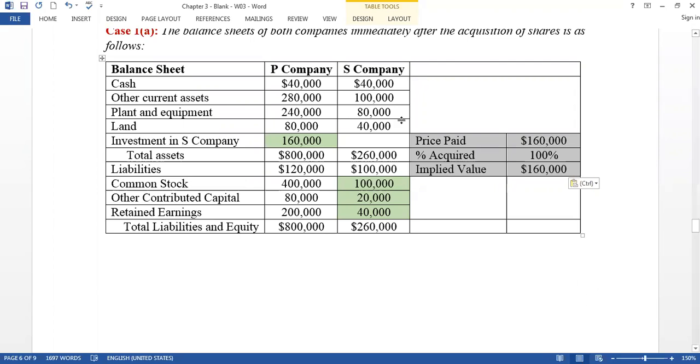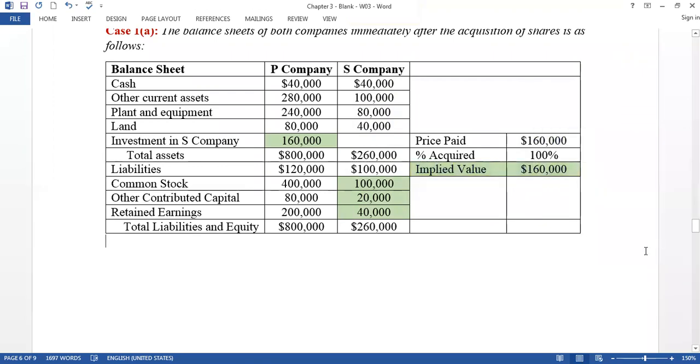Now, this column is about the subsidiary company. From this column, can you find out the book value? What is the book value of the subsidiary company? Because we have to compare the implied value and book value. We already have the implied value here.